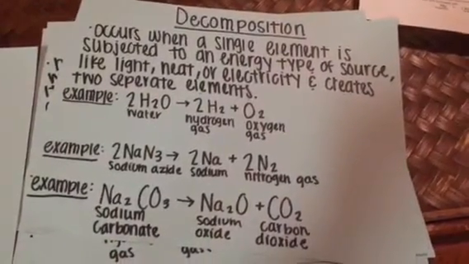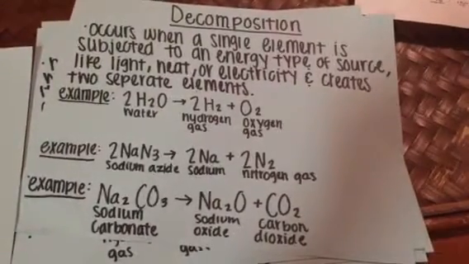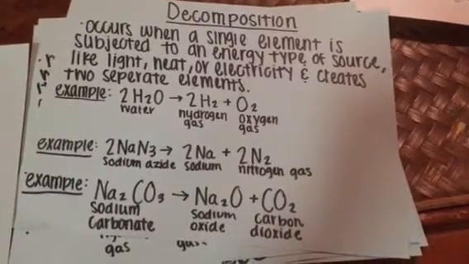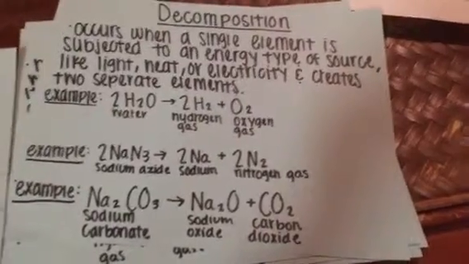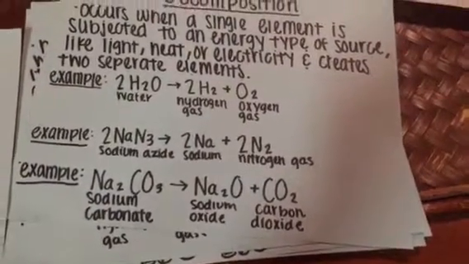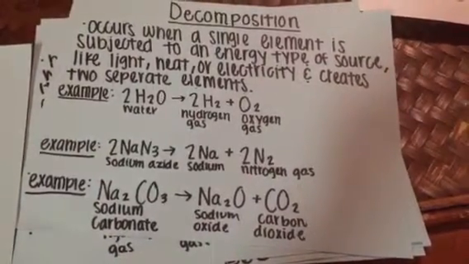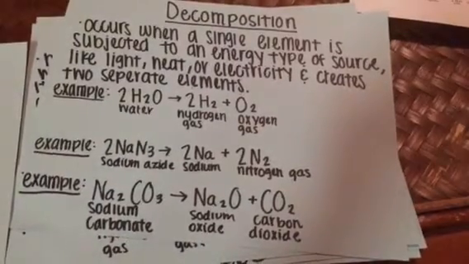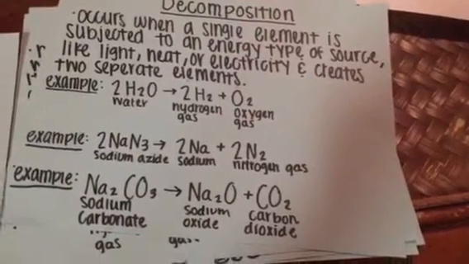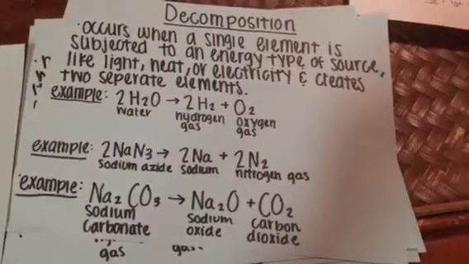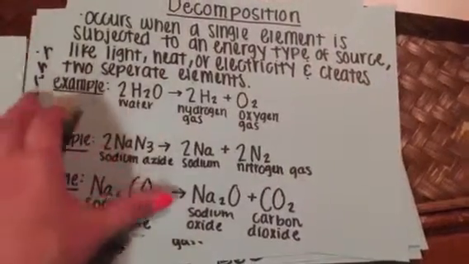Decomposition occurs when a single element is subjected to an energy source like heat, light, or electricity and creates two separate elements. Example: water reacts to create hydrogen gas and oxygen gas. Sodium iodide separates into sodium and nitrogen gas. Sodium carbonate separates to form sodium oxide and carbon dioxide.